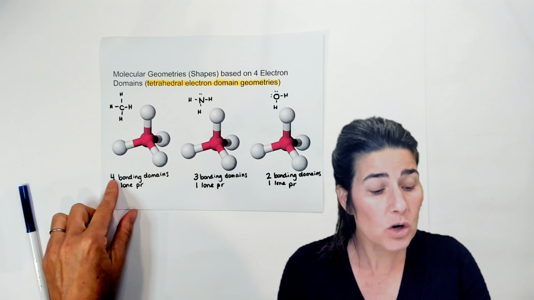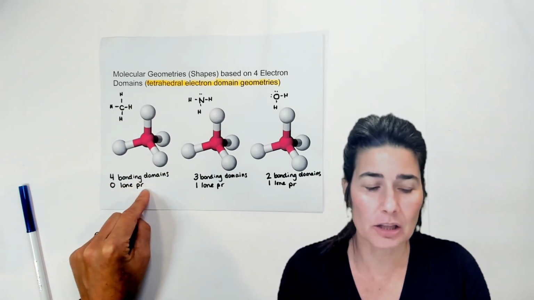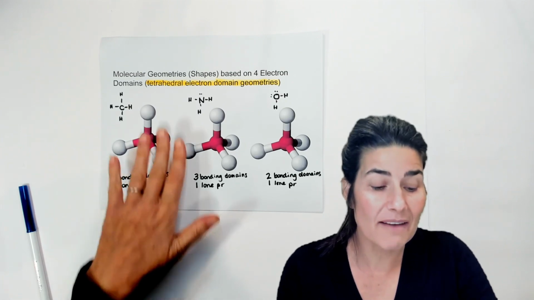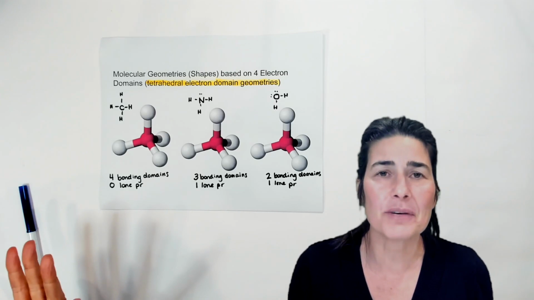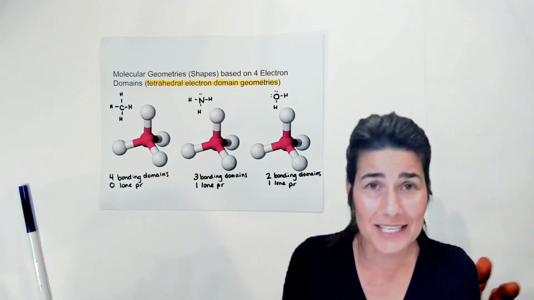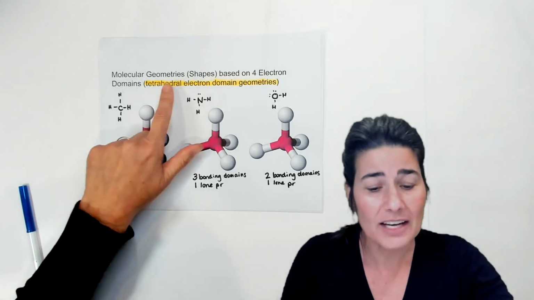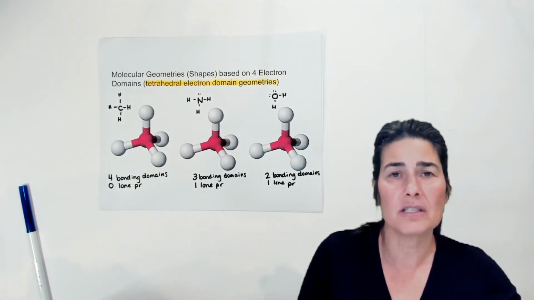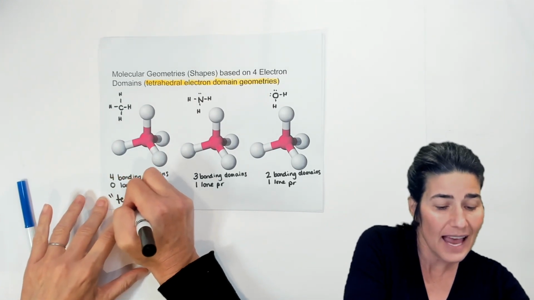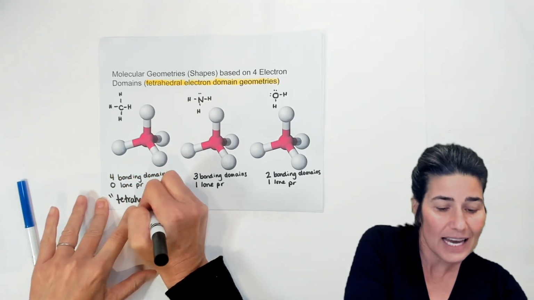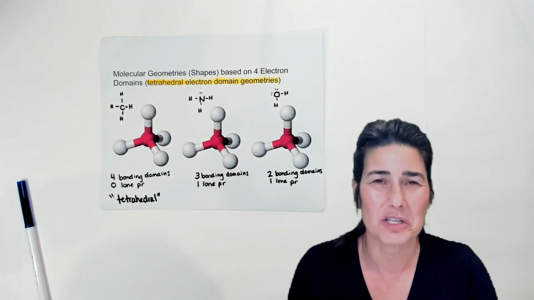Now, 4 of those domains are bonding domains. None of them are lone pairs. So if we have no lone pairs, we can see everything. If we can see everything, it looks like a chicken foot still. Since it looks like a chicken foot still, the electron domain geometry matches the molecular geometry. And we also say this has a shape that is tetrahedral, or molecular geometry is tetrahedral.